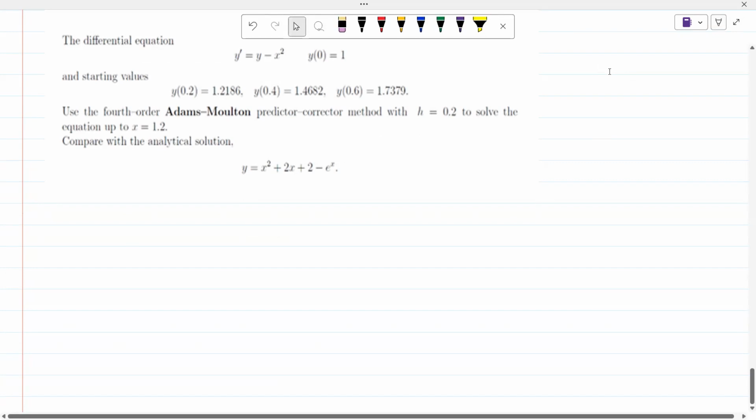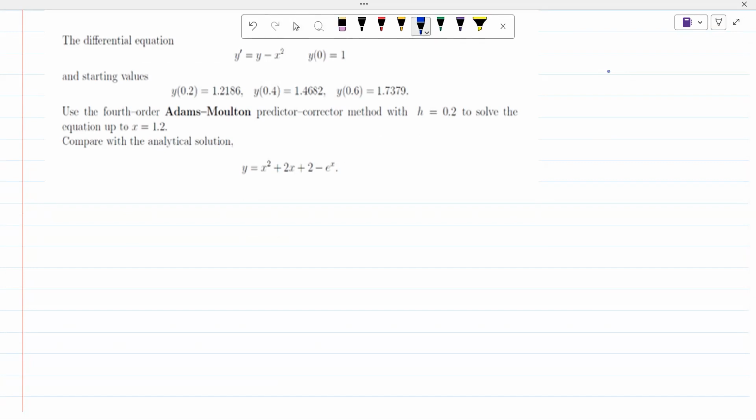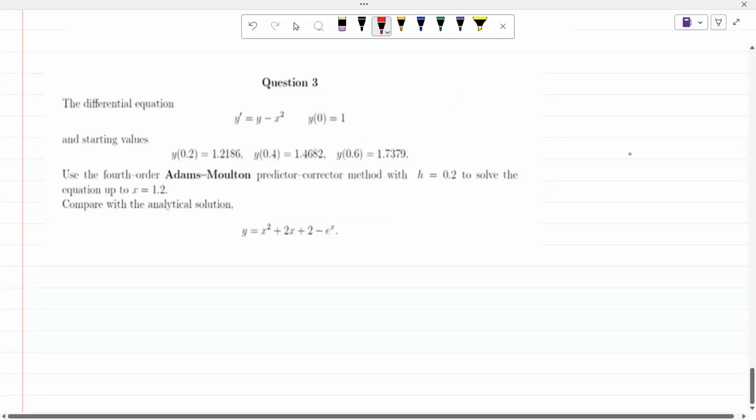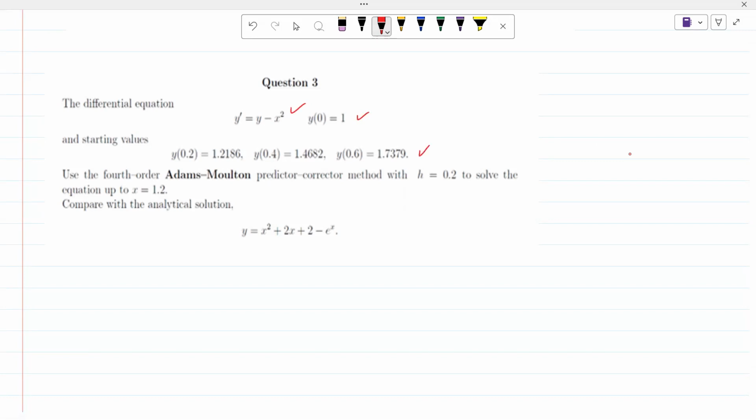So we note the differential equation that is given. Here's the differential equation, this one, and you have that. So starting values are these. Use the fourth order Adams-Moulton predictor-corrector method with h equals 0.2 to solve the equation up to 1.2. Compare with the analytical solution, this one. Okay, I want to compare with the analytical solution here.